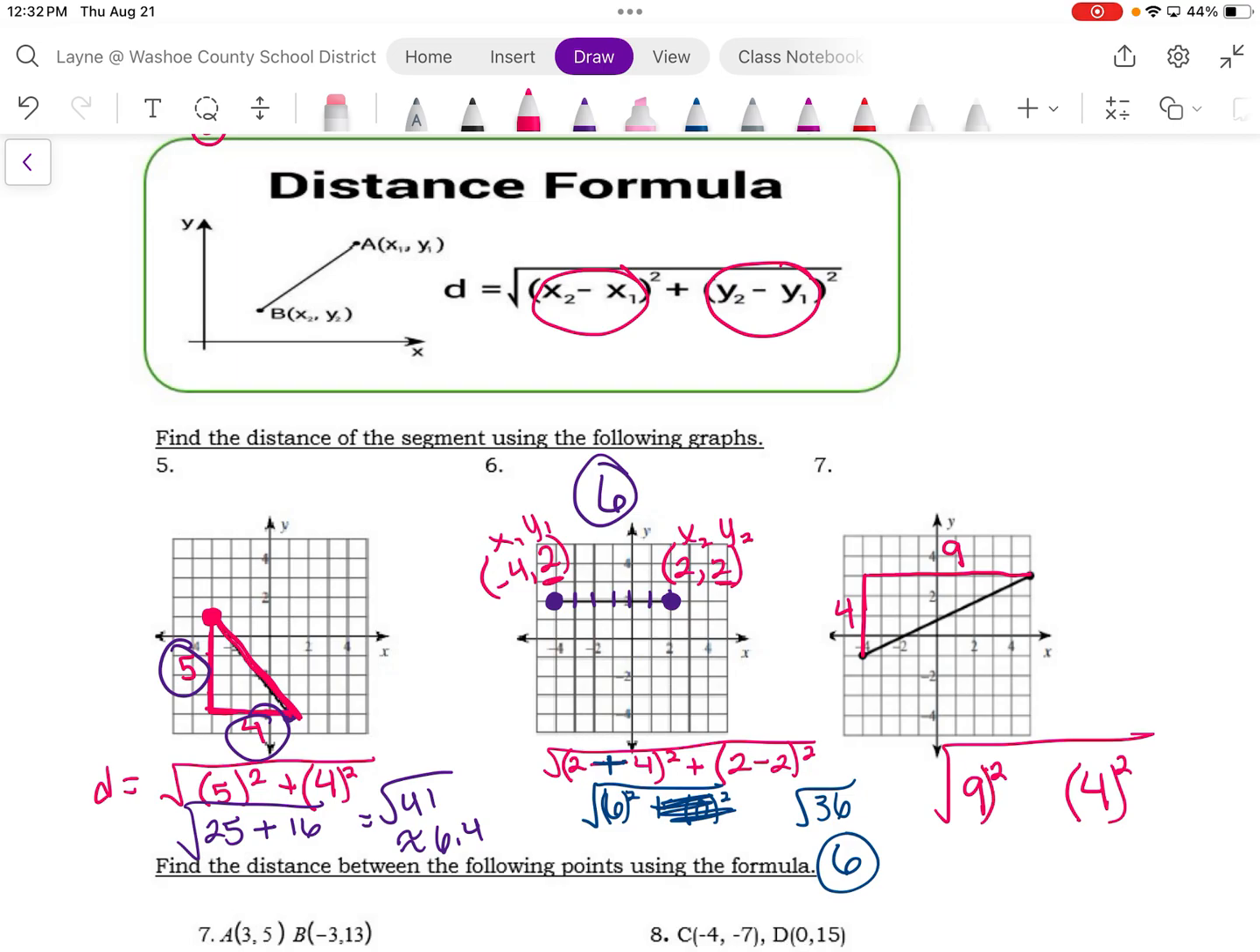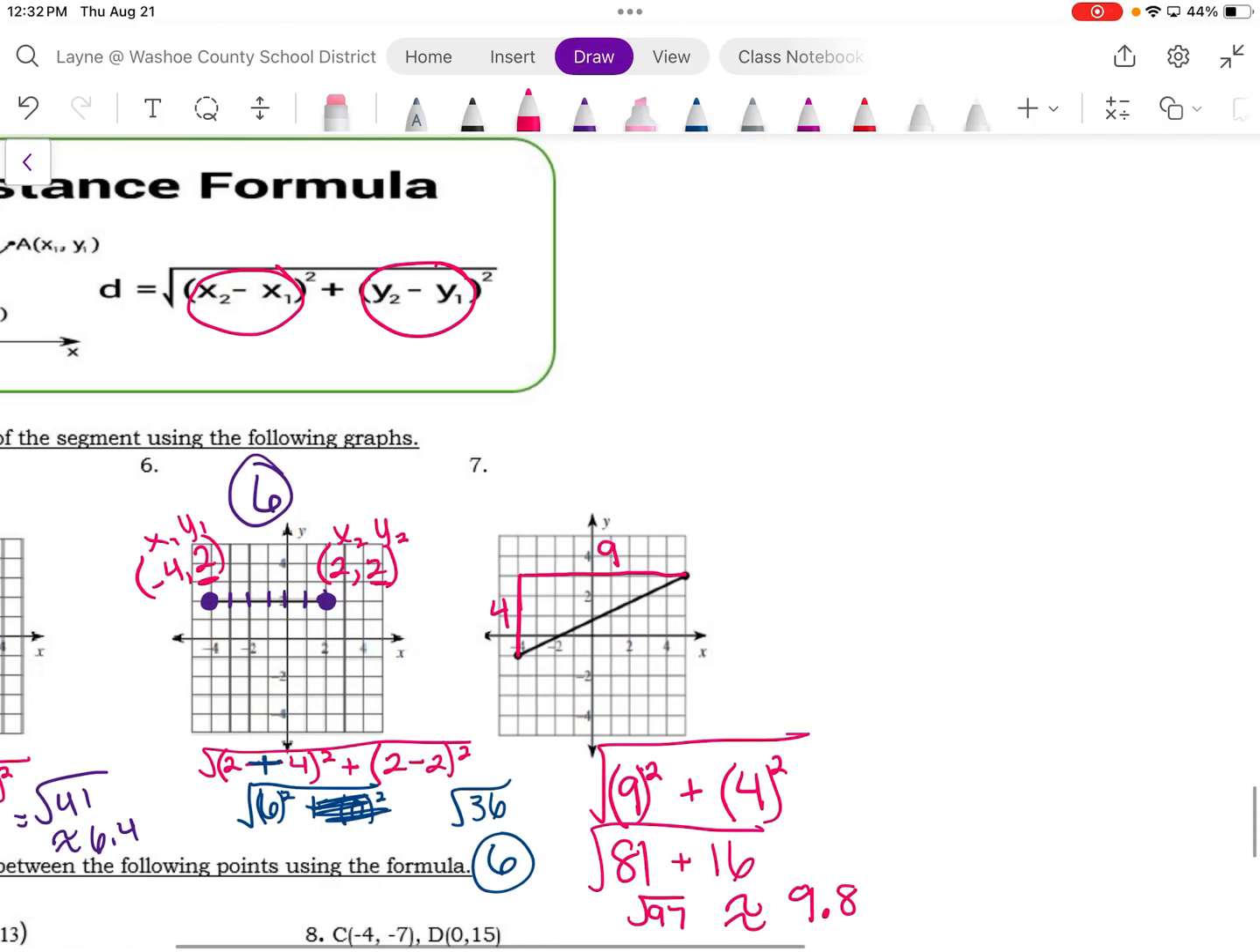So when we plug into the formula, it's just going to be the square root of 9 squared plus 4 squared. 9 squared is 81. 4 squared is 16. Let me use my calculator. 81 plus 16 is 97. The square root of 97 is going to be about 9.8. So the distance of that segment is about 9.8.